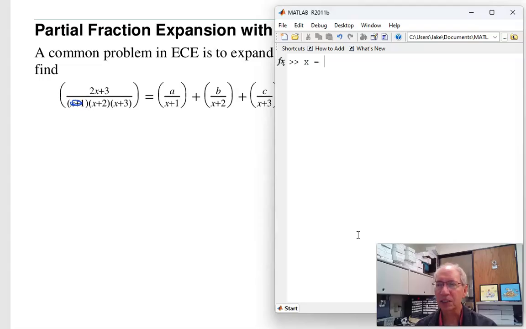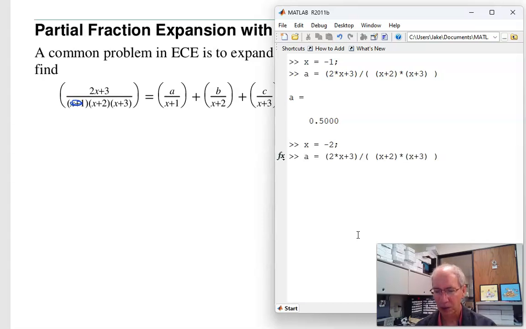I would say x is -1, A is 2 times x plus 3 over x plus 2 times x plus 3. A is 0.5. To find b, I let x be -2, and then b is 2 times x plus 3 over x plus 1 times x plus 3. I cover up the x plus 2 term. That's b.